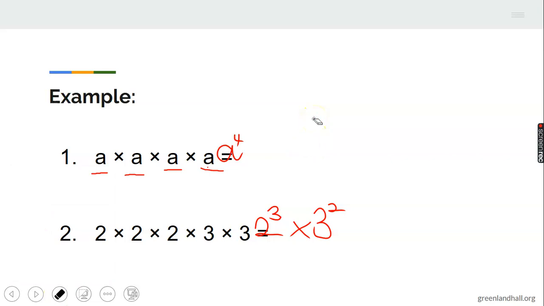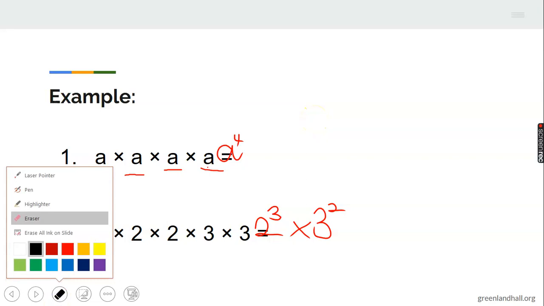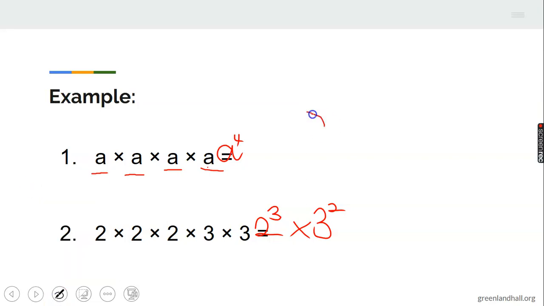So let me write it again. A raised to power 4. See your A here. A raised to power 4. That's what it means. Look at the second example. We have 2 times 2 times 2 times 3 times 3.